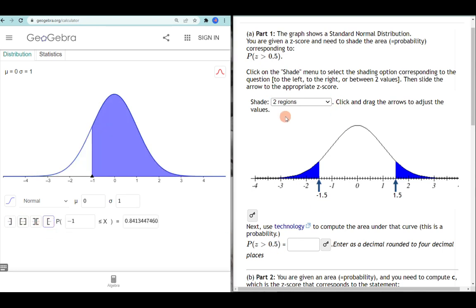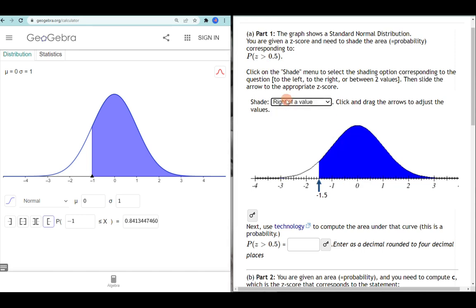So, to decide what shading you should do, it's based on what the inequality is in the statement of the probability. This one is going to be to the right, because this says the probability that z-scores are greater than 0.5. So what I need to do is first grab this line here and drag it to a z-score of positive 0.5.